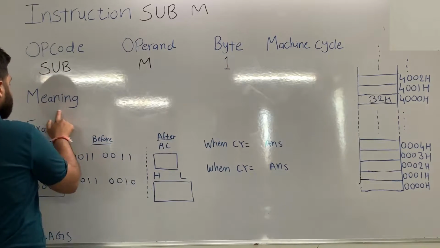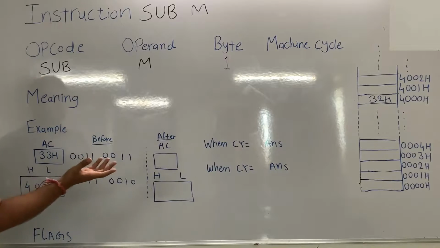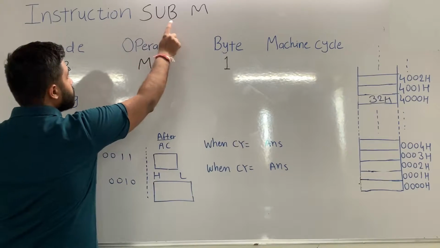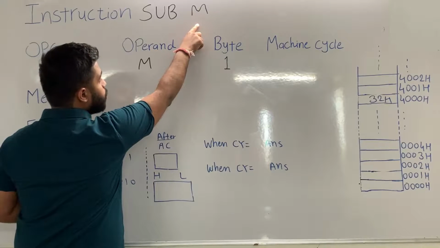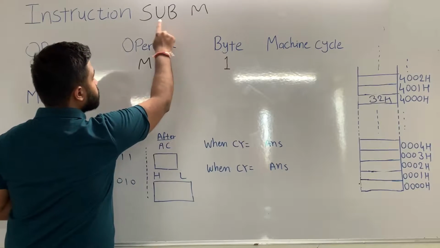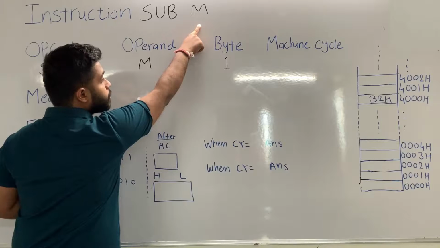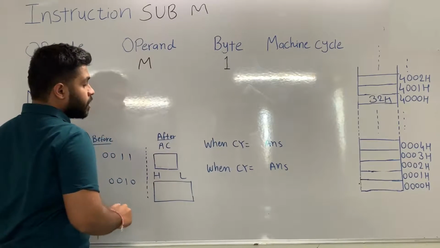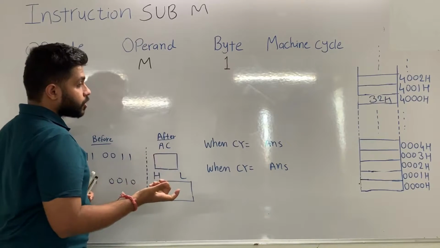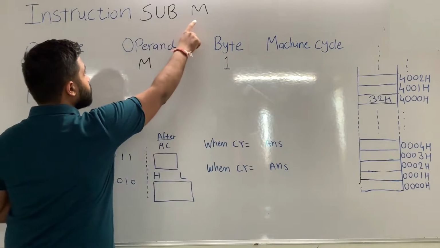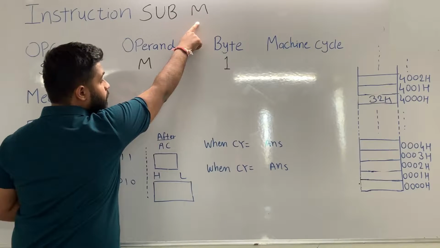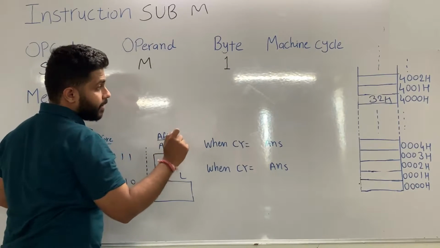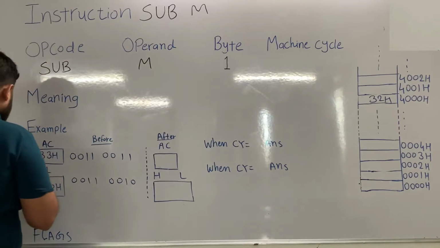Now let's see the meaning of the instruction SUB M. SUB M means subtract the content of memory location from accumulator, and the answer will be stored in the accumulator. But the question is, which memory location? Whenever M is specified in the instruction, it means the memory location specified in the HL pair. Okay? Let's see one example.